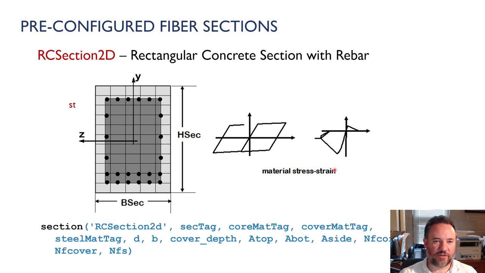Same thing for rectangular concrete sections. You can define basically a unique tag for this section that you will refer to later when you put it into a beam. You define a material, a concrete material for the core area that's within the rebar. So again, that's confined concrete, so it might be stronger and have more ductility. You can define a concrete material for the cover, so the area outside the rebar, a material for the steel rebar, the depth and width of the total section, the cover depth, so that it knows how wide this section is, the area of rebar at the top, the area of rebar at the bottom, and the area of rebar on the sides, and then the number of fibers in the core and the cover, and the number of, I don't remember what this is, maybe number of steel fibers.